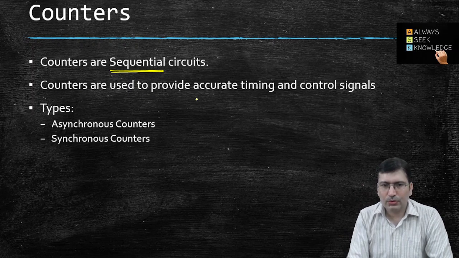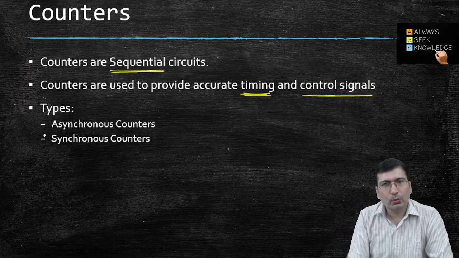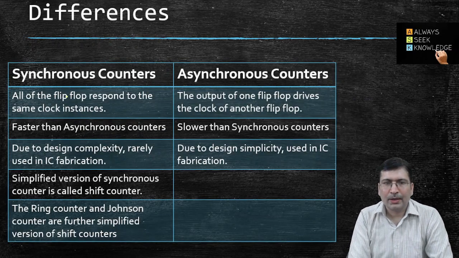Counters are used to provide accurate timing and control signals. So this is the fundamental use of counters. There are two types of counters: asynchronous counters and synchronous counters. So let's look at the difference between the synchronous and asynchronous counters.